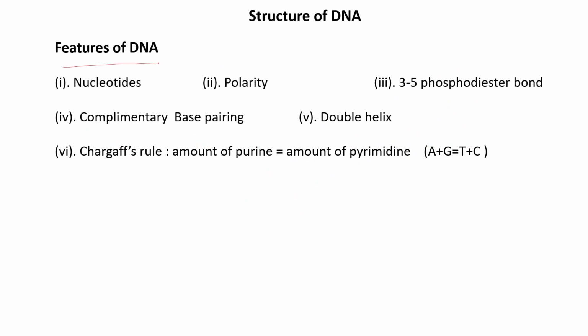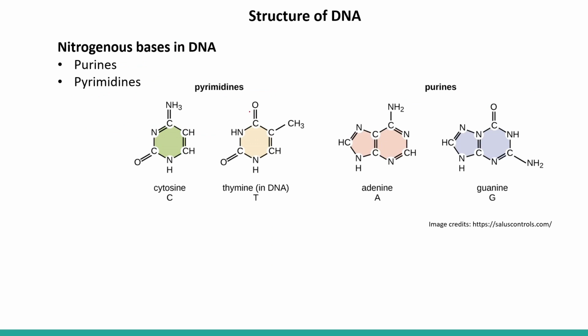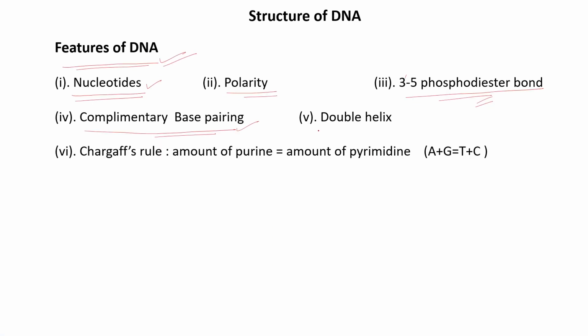So what are the features of DNA? If we talk about the features of DNA, then they are made up of nucleotides. The DNA structure has polarity, right? A 3' 5' phosphodiester bond is present. Complementary base pairing is very, very important. So these are the different features of the DNA structure. A double helix structure is present, and Chargaff's rule. This rule is very, very important to understand how purine and pyrimidine nitrogenous bases are present in DNA. We will discuss these different features of DNA one by one.